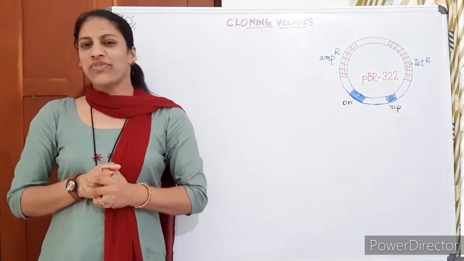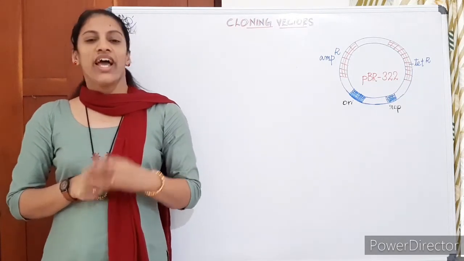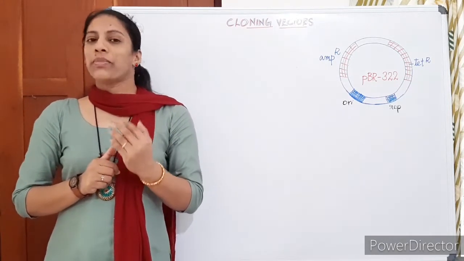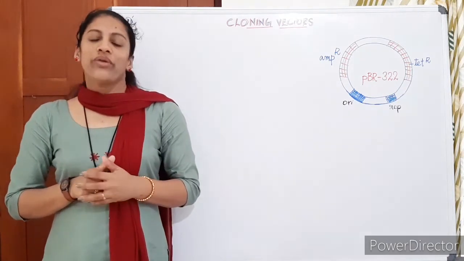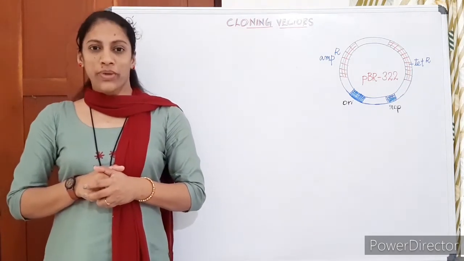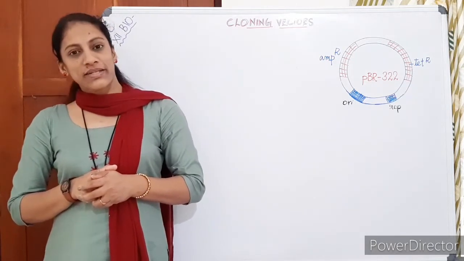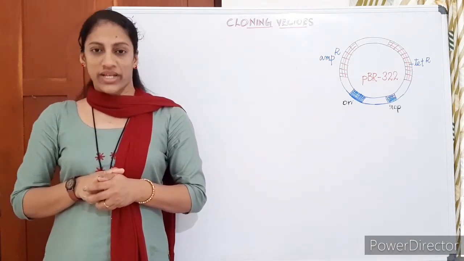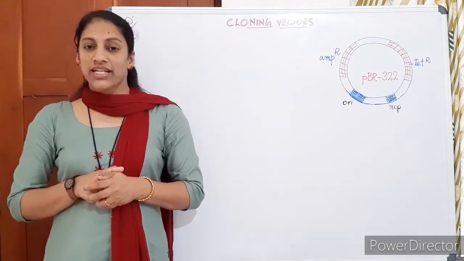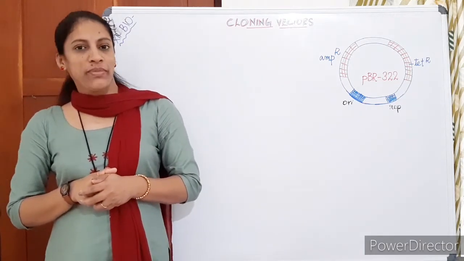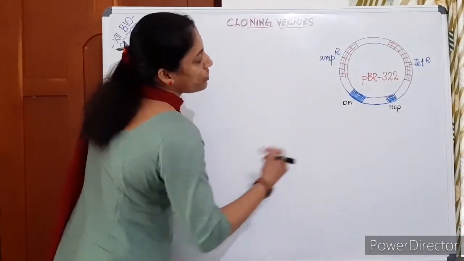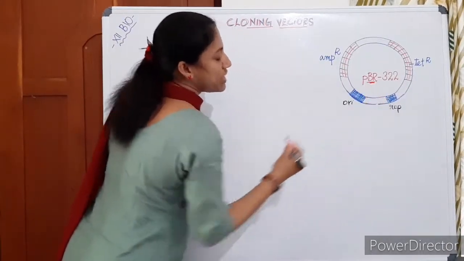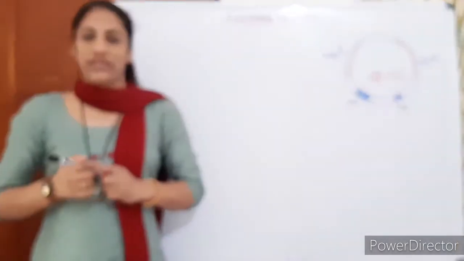And in the last class we also mentioned that a cloning vector must possess selectable markers. Today we are going to elaborate on that topic. What are selectable markers in a cloning vector? We will discuss that with the help of the same example, pBR322. You know pBR322 is a ready-made, man-made plasmid.